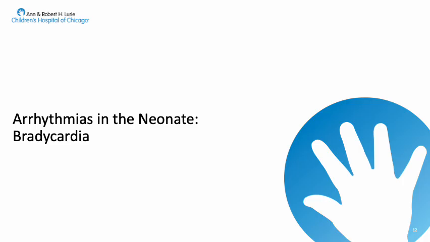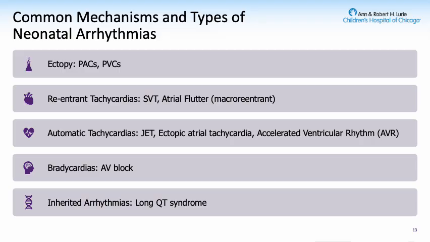We'll move on now to talking about arrhythmias in the neonate, and we'll start with bradycardia. I'm going to take a second to review, as a global overview, common mechanisms and types of neonatal arrhythmias. So there's ectopy. When we talk about ectopy, we think about premature atrial contractions or premature ventricular contractions. When we talk about reentrant tachycardias, we're thinking about SVT or atrial flutter. When we talk about automatic tachycardias, we're thinking about JET, ectopic atrial tachycardias, and accelerated ventricular arrhythmias.